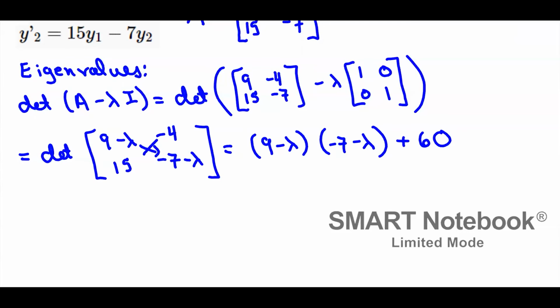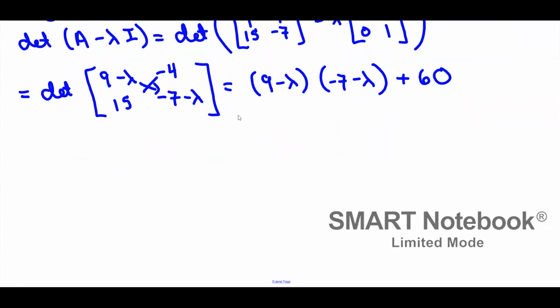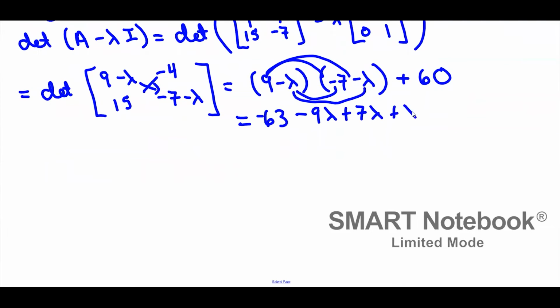So let's go ahead and simplify this a little. So that's going to be -63. It's that one. Minus 9 lambda plus 7 lambda plus lambda squared plus 60. So let's rewrite this. Lambda squared minus 2 lambda minus 3.